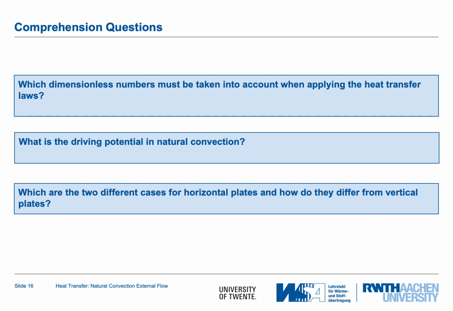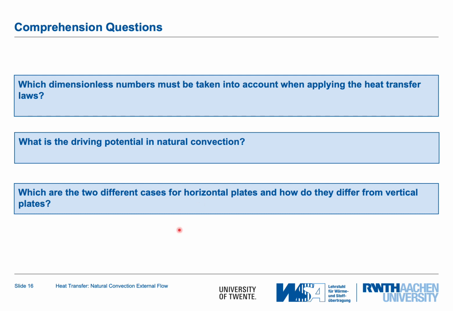This brings us already to the end of the lecture with the comprehension questions. First of all, which dimensionless numbers must be taken into account when applying the heat transfer laws? Well, in this case, that is the Nusselt number, and here we have the Grashof number and the Prandtl number, and the product of Grashof times Prandtl is also the Rayleigh number. The driving force, the driving potential, in natural convection are the density differences as a result of temperature.